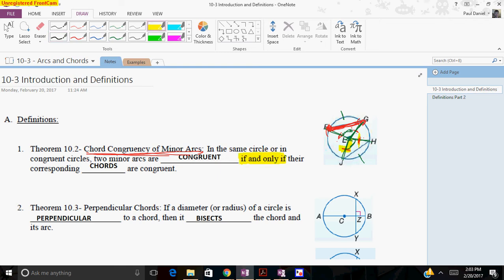It means that we can go one way in that theorem, or we can do it in the opposite way. So either we can have two minor arcs being congruent, therefore our chords are congruent, or we can have our chords are congruent, therefore our two minor arcs are congruent. It doesn't matter which way we go.